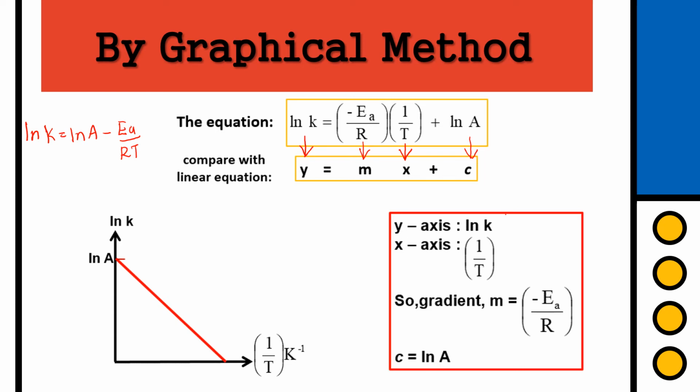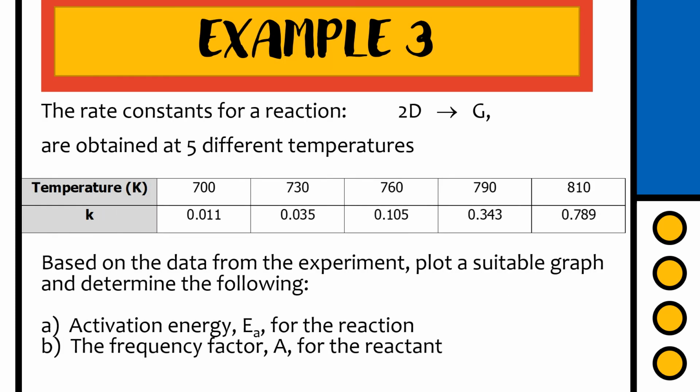Now, let's take a look at an example question. Example number 3: the rate constants for reaction 2D to produce G are obtained at 5 different temperatures. So you have 5 temperatures here, and then you have the value of K. Based on the data from the experiment, plot a suitable graph and determine the following. The question asks you to find the activation energy, and the second one to find the frequency factor.